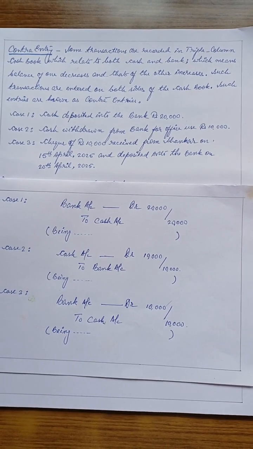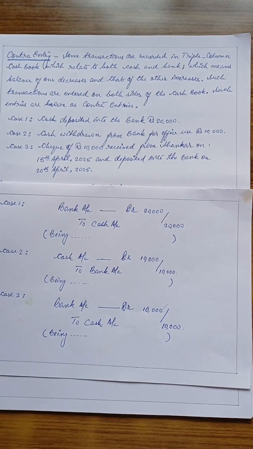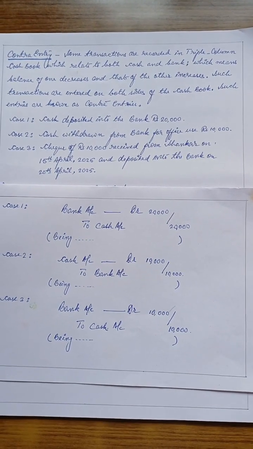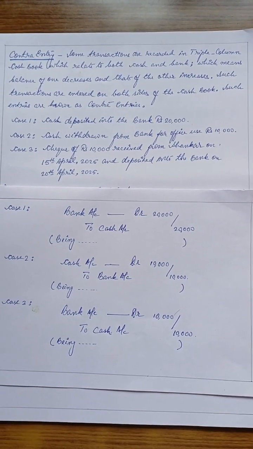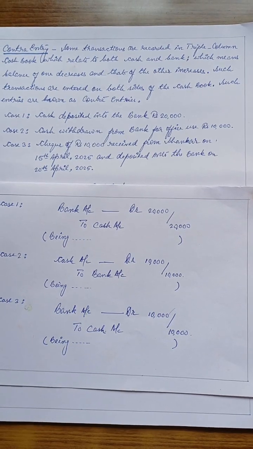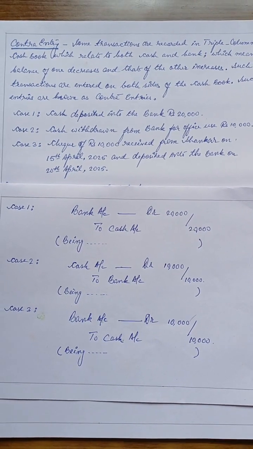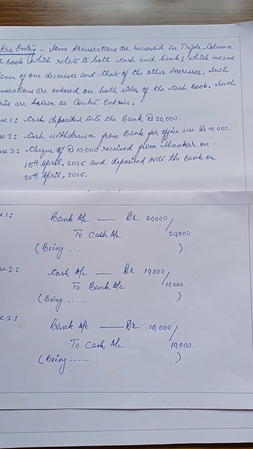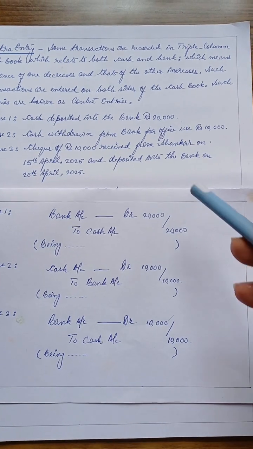Both the cash and bank cannot increase, both the cash and bank cannot decrease. Such transactions are entered on both the sides of the cash book. Such entries are called contra entries, right? Now, case number 1 says cash deposited into the bank rupees 20,000.